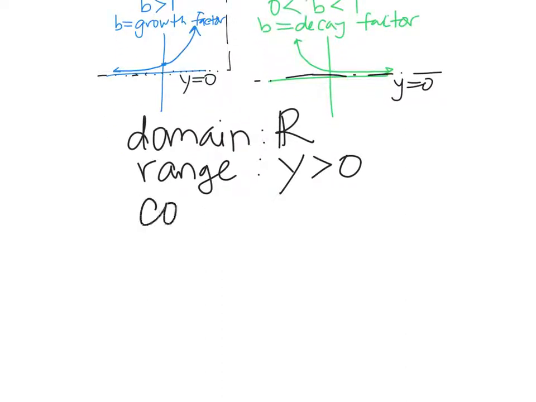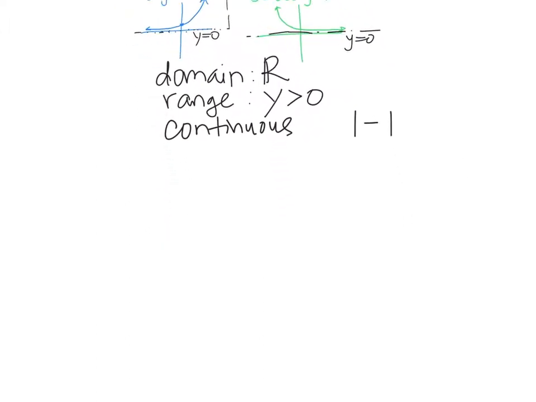Also, this graph is continuous. These functions are continuous, growth and decay. There's no breaks in the graph. And they are also one-to-one. All right, so let's do one. Are you ready? Number 2.